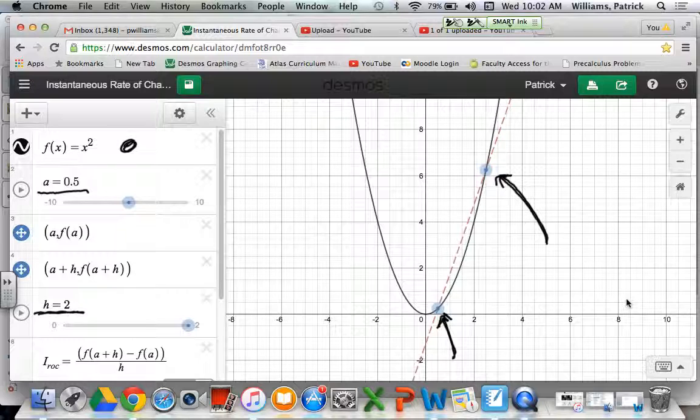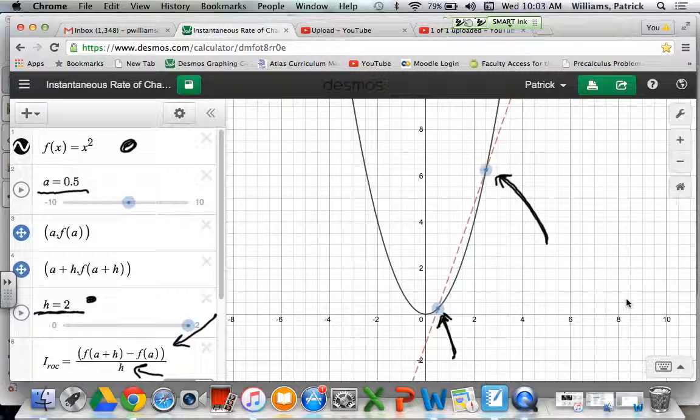All right? So look right down here at this equation. What do you notice about this equation? Hey, that's the same equation that we wrote down on the previous slide when we were defining what instantaneous rate of change is, all right? So in this case, when our h value is something big, like 2, we're basically just rehashing that whole concept of average rate of change, all right?